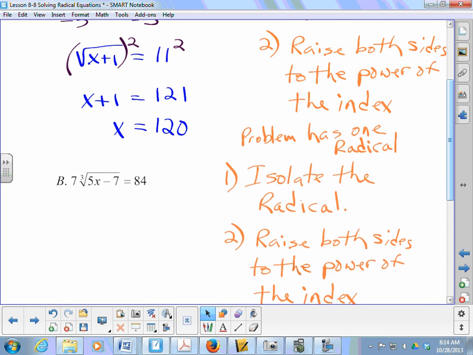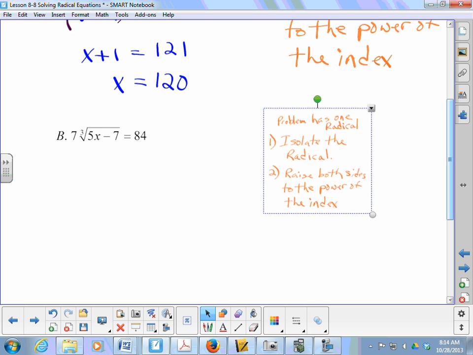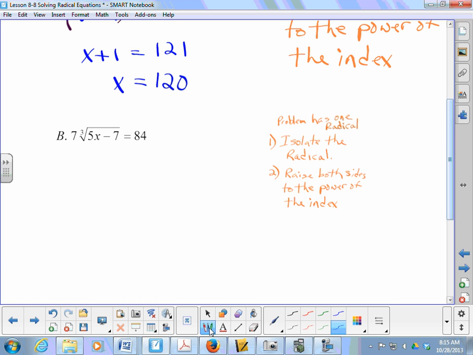All right, letter B. Seven times the cube root of 5x minus 7 equals 84. So there's one radical in this problem. So the first thing I need to do is isolate the radical. So Austin, what do I need to do? We want to divide by 7. That's right.